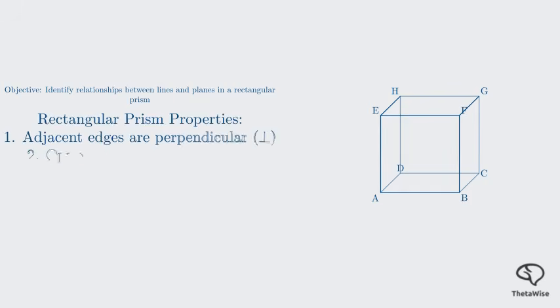We have a rectangular prism, which means all faces are rectangles. This implies that adjacent edges meeting at a vertex are perpendicular, and opposite edges on the same face are parallel.